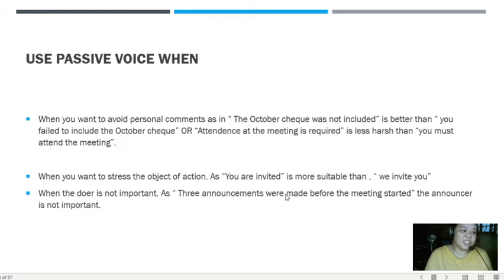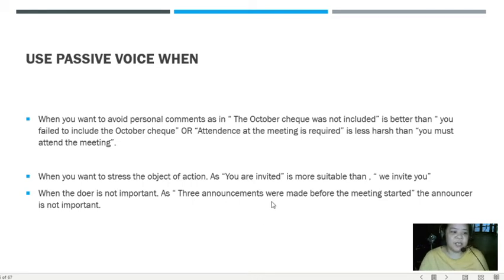So when you want to stress the object of the action, "You are invited" is more suitable than "We invite you." Okay? "You are invited" is better than "We invite you." And when the doer is not important, as in "Three announcements were made before the meeting started." So the announcer is not important, but what is important is the announcements. So that is when you use passive voice.